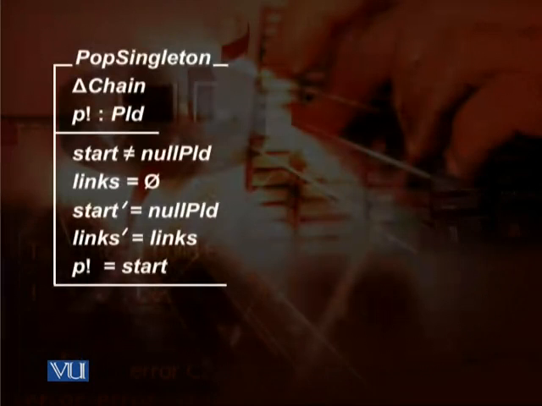Similarly, we have this pop singleton. In this particular case, we are saying that we have only one element in the chain and we are popping. So start in this particular case is not equal to null PID. This is the precondition. Links is equal to empty because there is only one element, so there is no link. Start will be equal to null PID. Links will be equal to links. It will remain empty, and the element that we return back is equal to start.